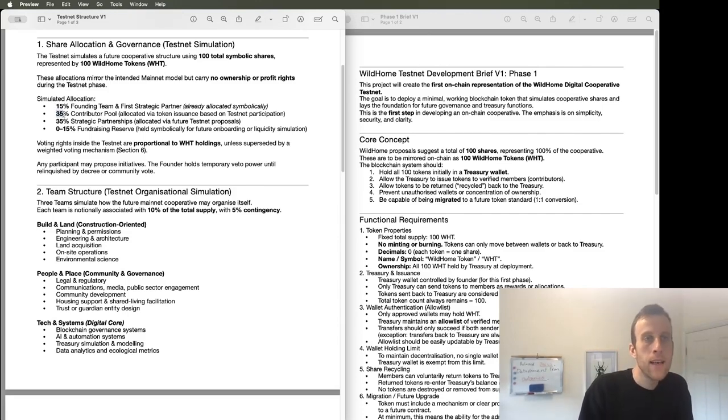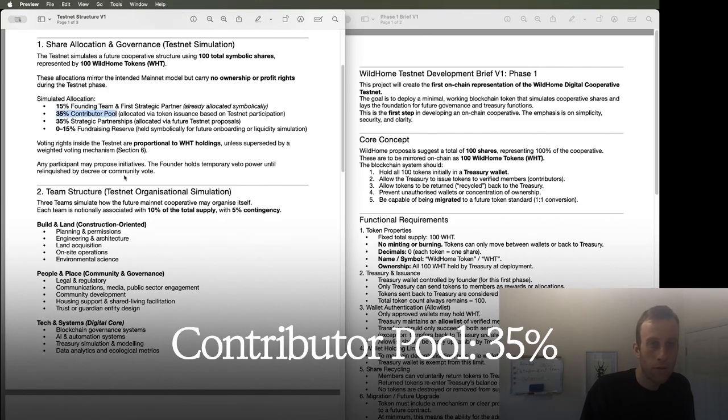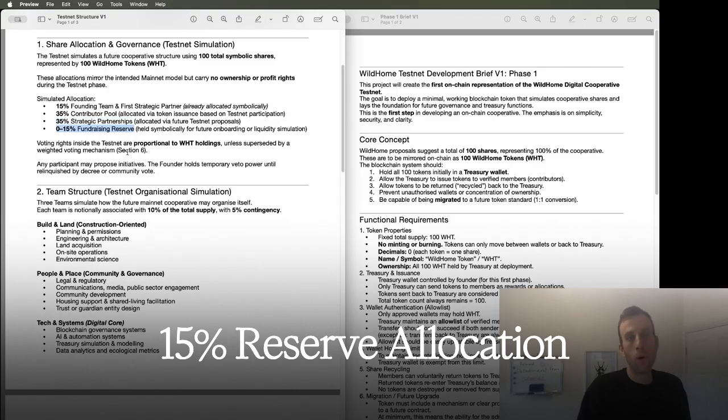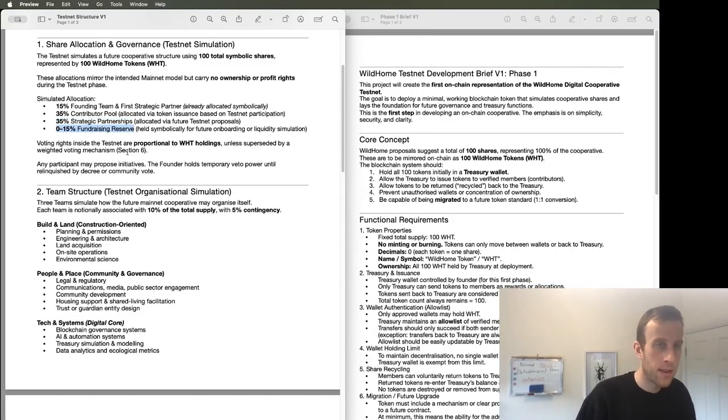And then there is 35% for the contributor pool, and 35% for strategic partnerships, and 15% for contingency left in reserve. It says 0 to 15% because if it's not needed, then it could be allocated to either the contributor pool most likely or the strategic partnerships pool.